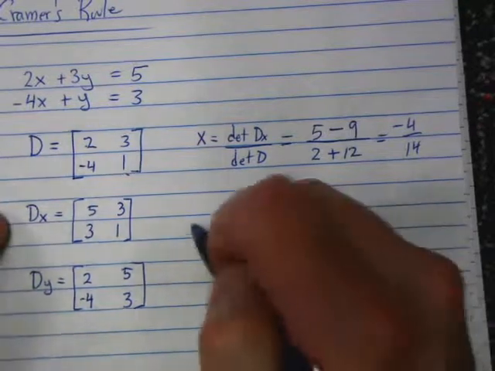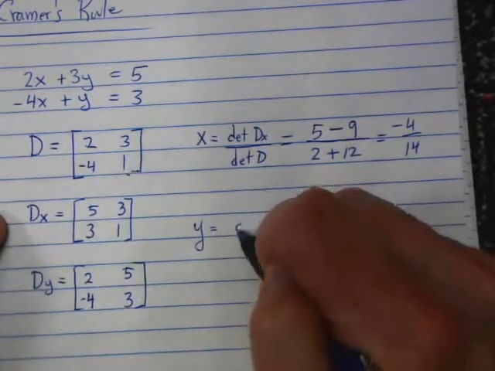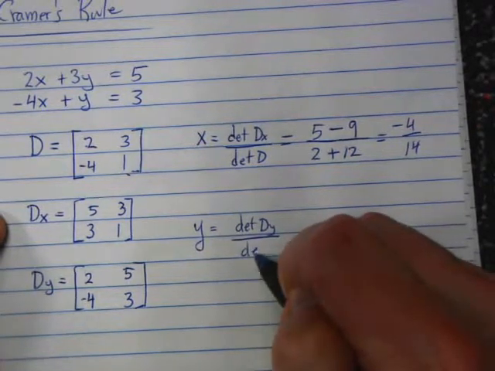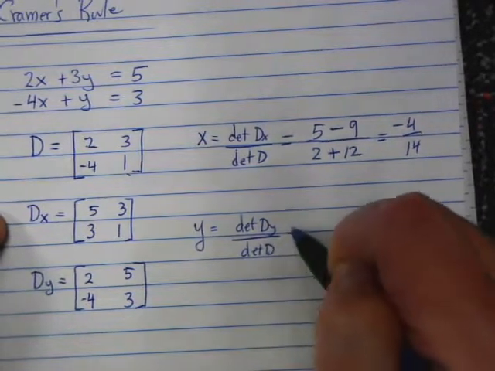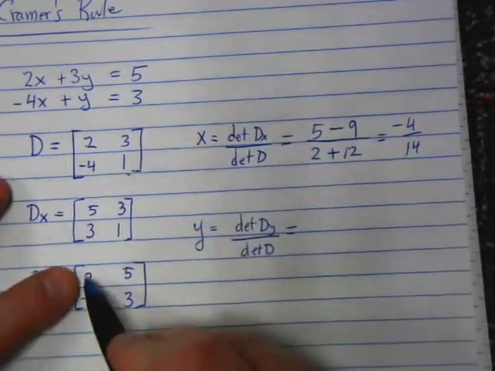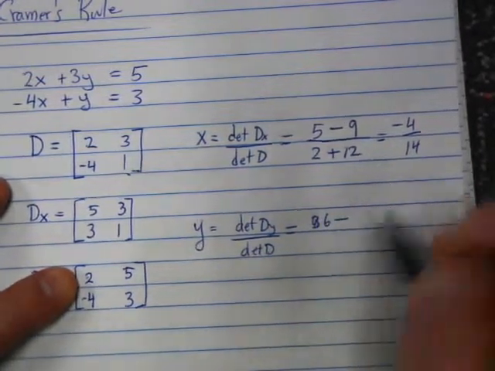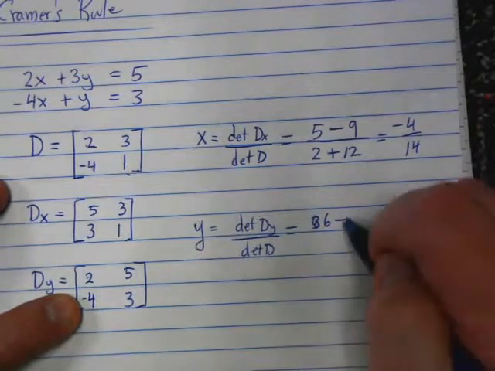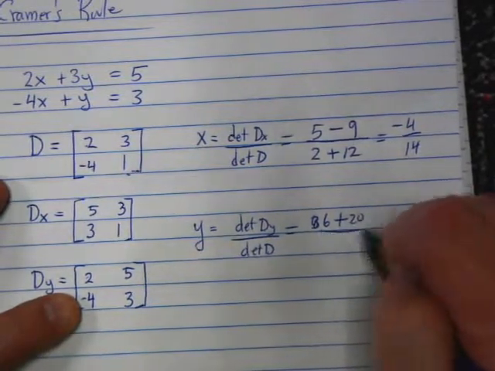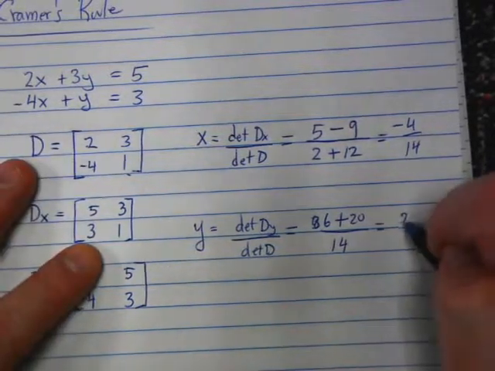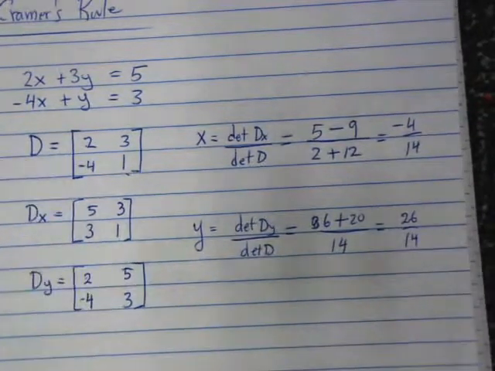And I can find y exactly the same way. Y is the determinant of D sub y over the determinant of D. For D sub y, I go 2 times 3 is 6, minus -4 times 5 is -20, over the determinant of D. The determinant of D is 14. I already figured that out, I don't need to do it again. So that's 26 over 14.